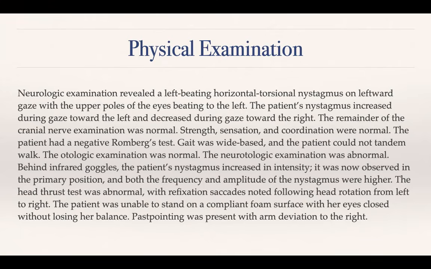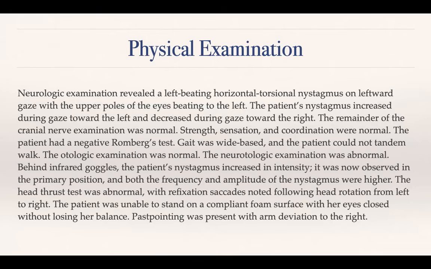is on those lines. The patient had a negative Romberg test, gait was wide-based and the patient could not tandem walk. The otologic examination was normal. Neurotological examination was abnormal. That is, behind infrared goggles, the patient's nystagmus increased in intensity. It was now observed in the primary position.